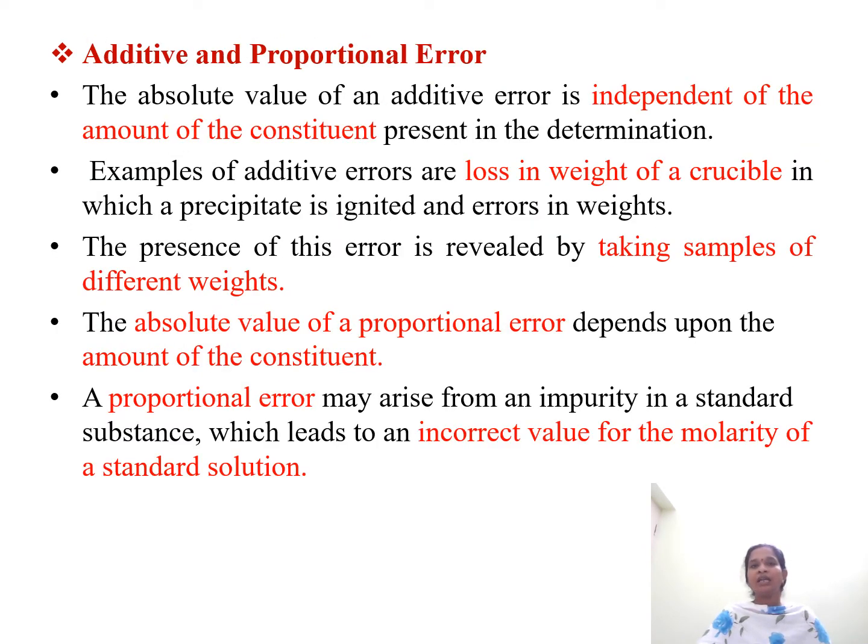Additive and proportional error. The absolute value of an additive error is independent of the amount of constituent present in the determination. Examples of additive errors are loss in weight of a crucible in which the precipitate is ignited, and the error in weights. The presence of these errors is revealed by taking samples of different weights. The absolute value of a proportional error depends upon the amount of the constituent. The proportional error may arise from an impurity in a standard substance, which may lead to an incorrect value for the molarity of the standard solution.